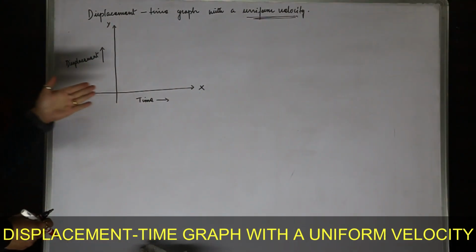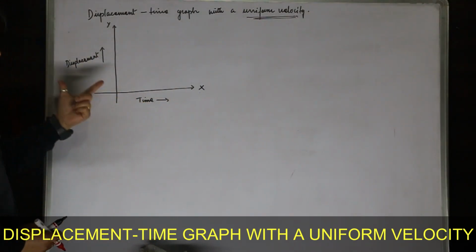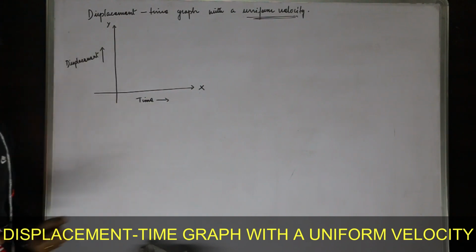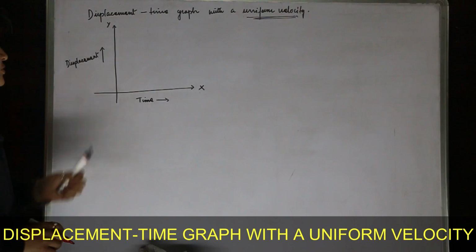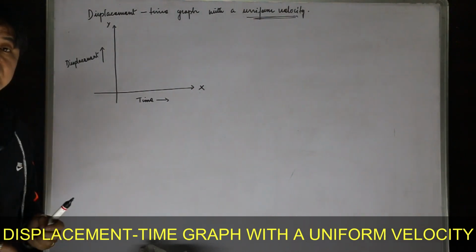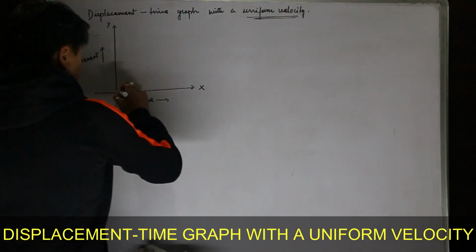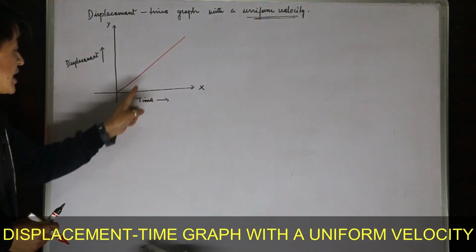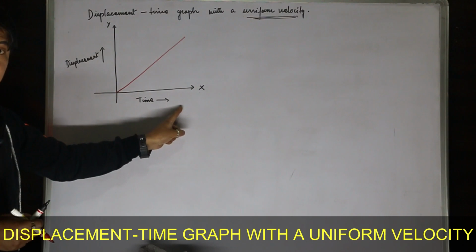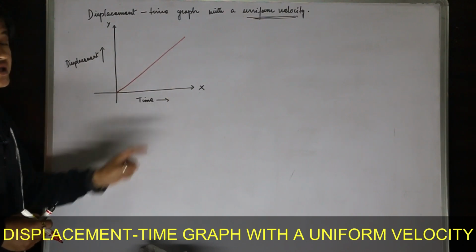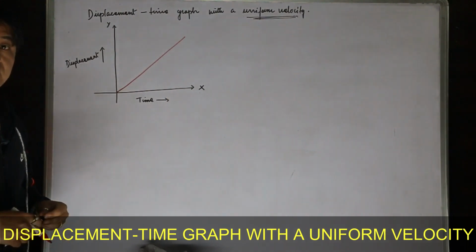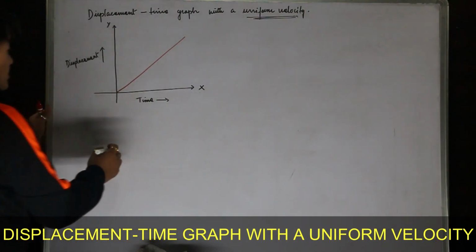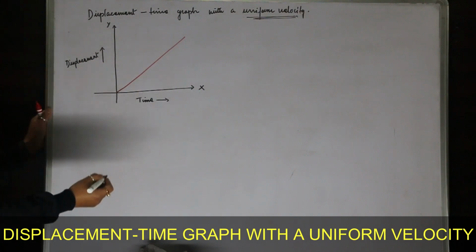When the body is moving with a uniform velocity, the body will cover equal displacement in equal intervals of time. So the displacement time graph here represents a straight line which is inclined to the x-axis. Here this line represents the velocity of a moving body, or uniform velocity. Here the body will cover equal distance in equal intervals of time.